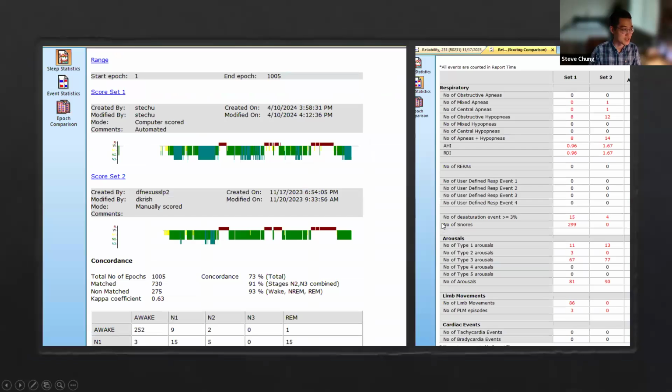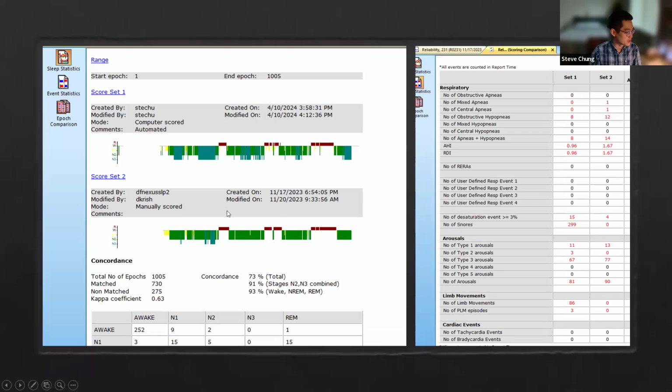So overall, this is what the results look like. This is set one, which is the one that I've created for automatic computer scoring, and this is score set two, which is from the sleep tech scoring. To me, it looks pretty darn close. The concordance is about 73% between machine and in person, and the kappa here is identified as 0.63.